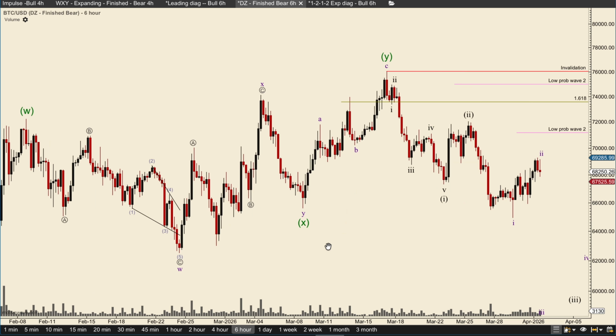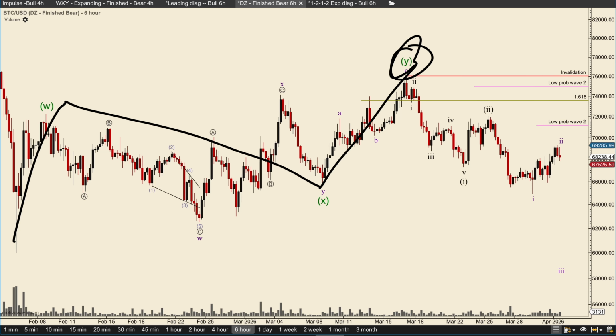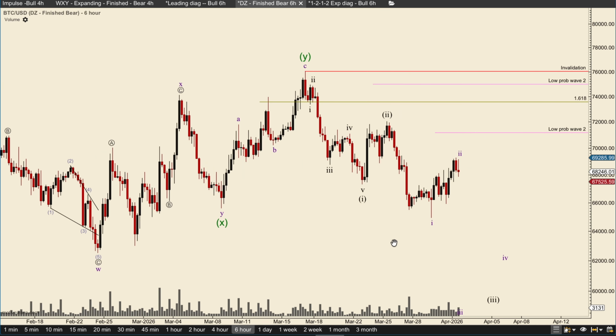So you can count this a little bit differently, but you end up in the same place. So W, X, Y. Here afterwards, you have the 1, 2, 3, 4, 5 in a wave 1, and then 2, and then 1 of a lower degree, 2, 3, 4, 5, 4, 5, and so on, looking for way lower prices.